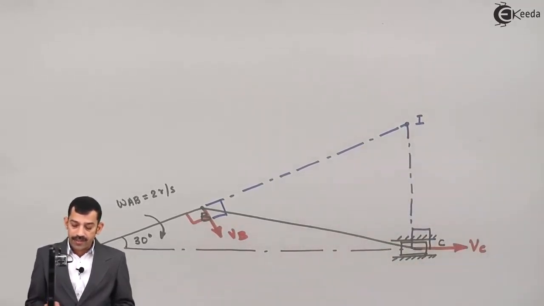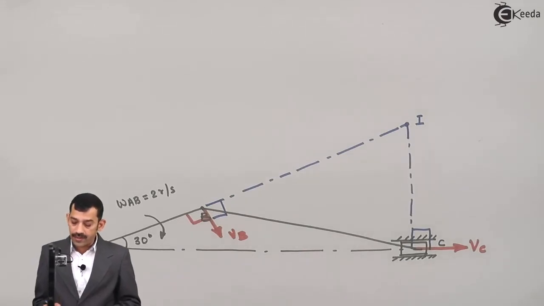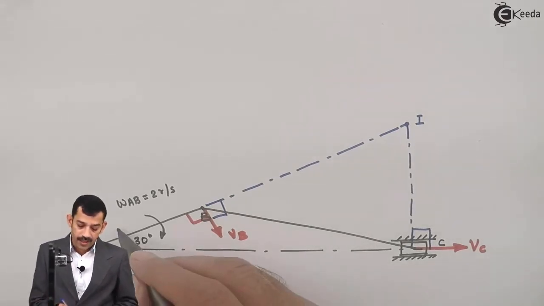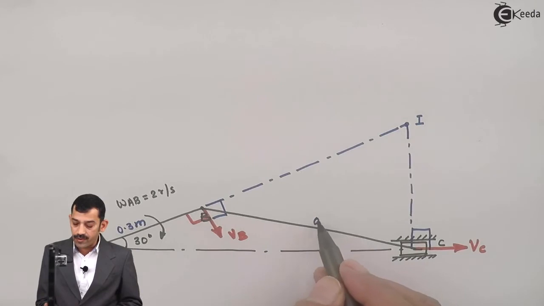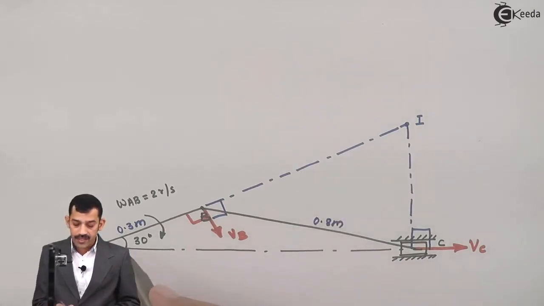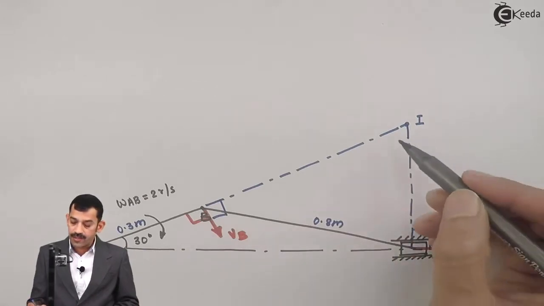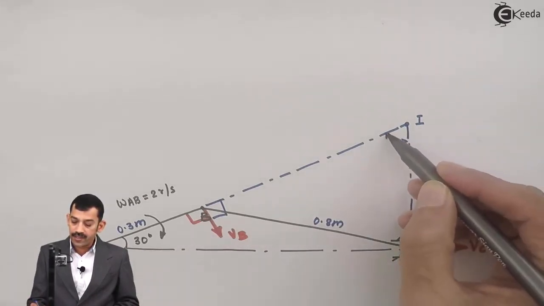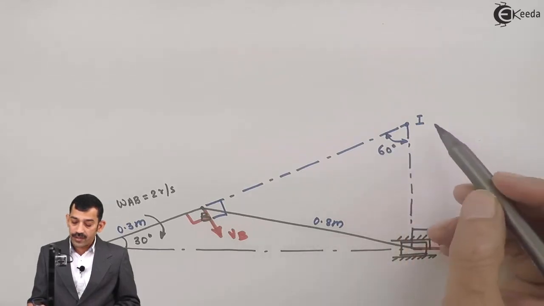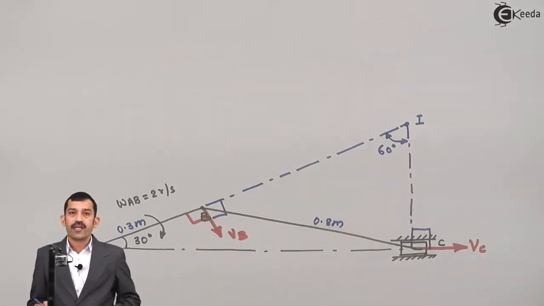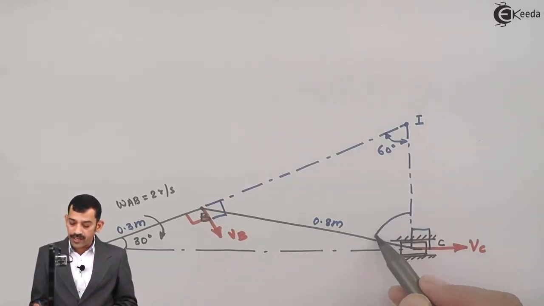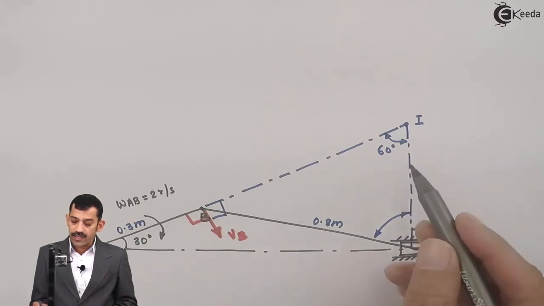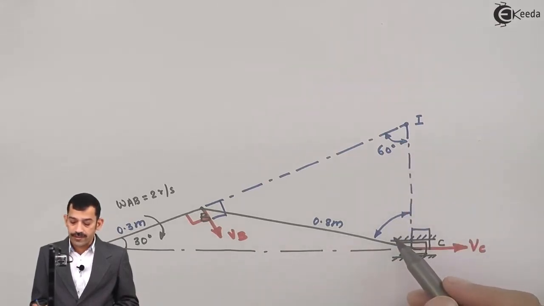Now in triangle IBC, length AB and length BC are given. Length AB is 0.3 meters and length BC is 0.8 meters. As this angle is 30 degrees, this other angle must be 60 degrees. Now in triangle IBC, to find lengths IB and IC, one length is known and the opposite angle is known. For the other two angles, once we get one angle, we subtract these two angles from 180.